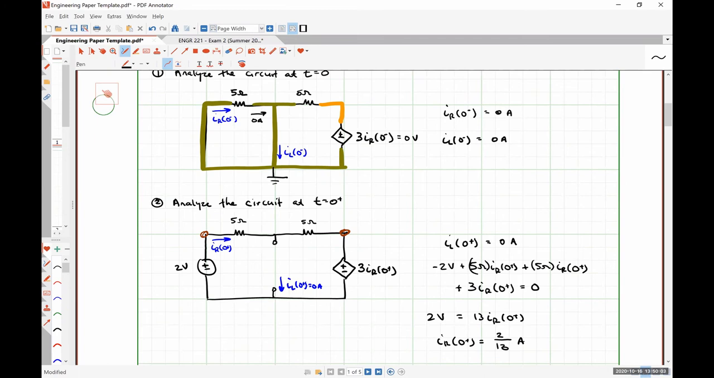So we had a single loop circuit, and we want to find the current in a single loop circuit. KVL is usually the way to go. And by usually, I mean the only time I wouldn't do it is if there was a current source in there, because that would tell me what the current is. All right, so any questions about our analysis at t equals 0 minus?